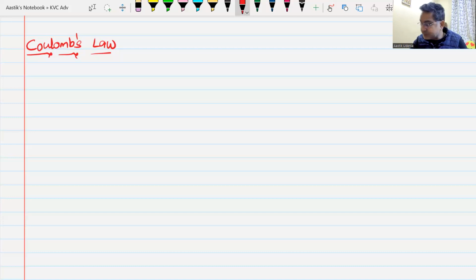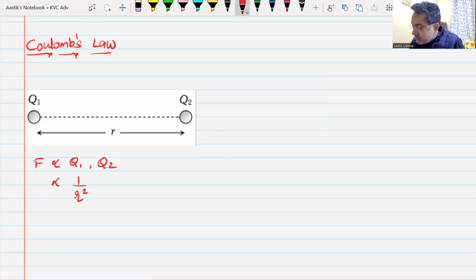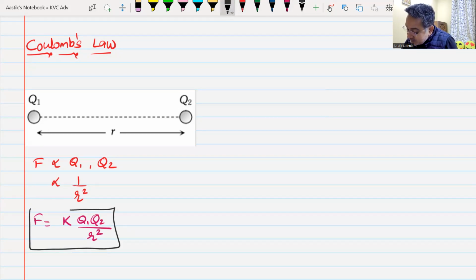If I have two charges, let us say Q1 and Q2, separated by a distance r, then it has been found that the force between these two charges is directly proportional to the charges and inversely proportional to the square of the distance between them. Or I can write this as K Q1 Q2 divided by r square. First let me explain it, then I'll give you time to write it. K Q1 Q2 by r square, where K is a constant.